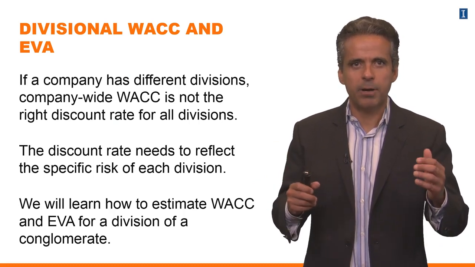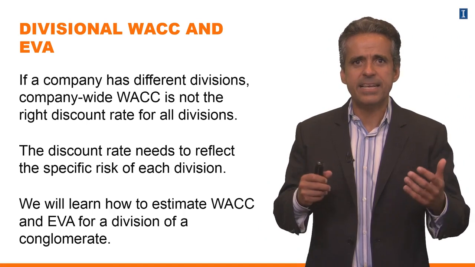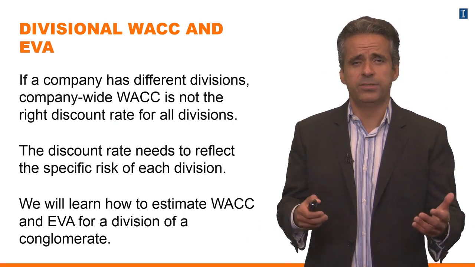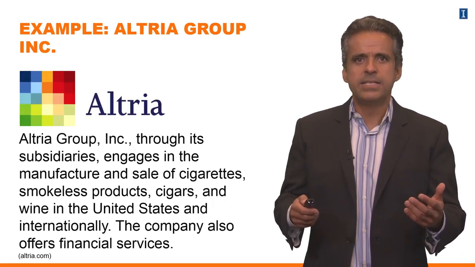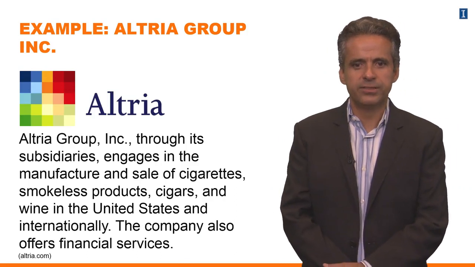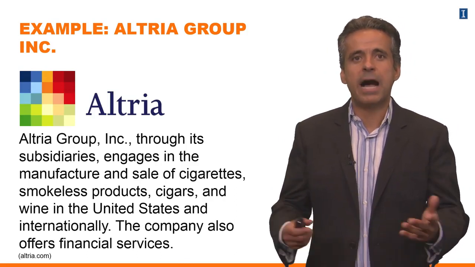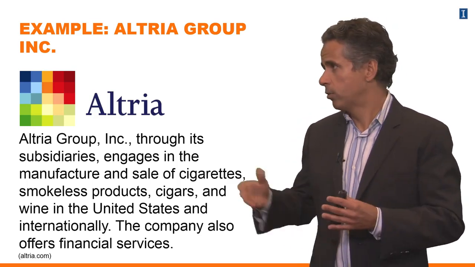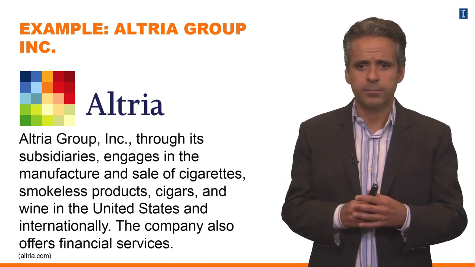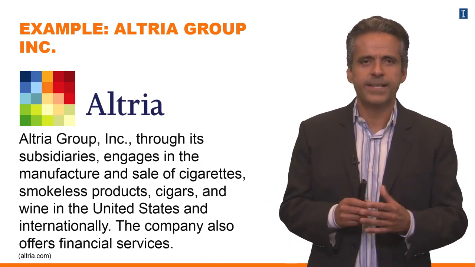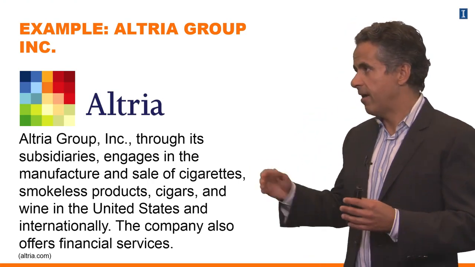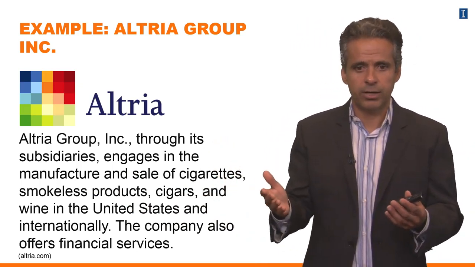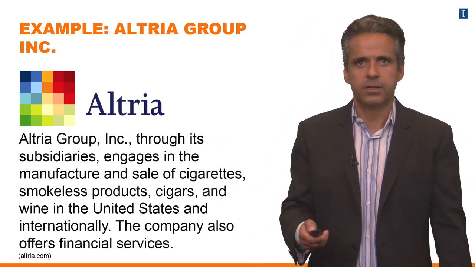So now what I want to talk about is how would we do it, right? If we have this problem, if the division is different from the company, how can we do this calculation, okay? The example I'm going to use is Altria, which is a conglomerate that produces mostly tobacco, okay? Most of their business is to sell cigarettes, smokeless tobacco and cigars, mostly cigarettes. That's the big business, both in the US and abroad, okay? But they also have some other smaller divisions. In particular, they have a wine division that we're going to talk about here, and also some financial services, okay?